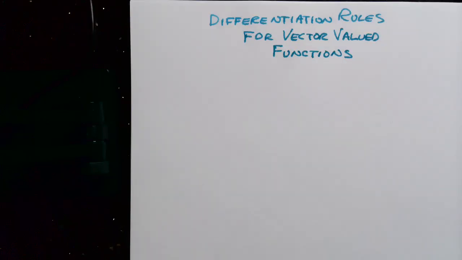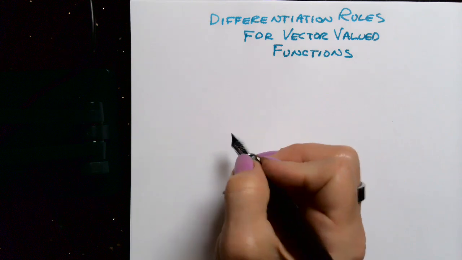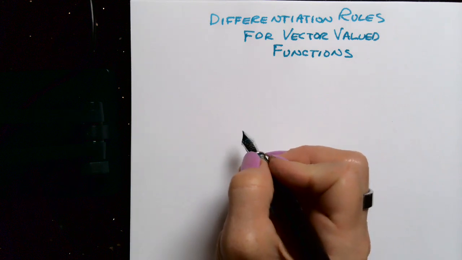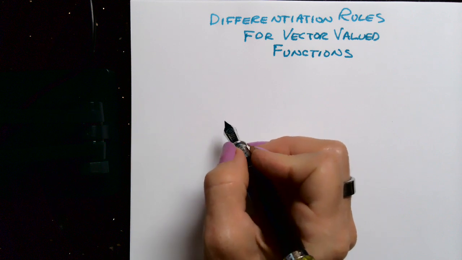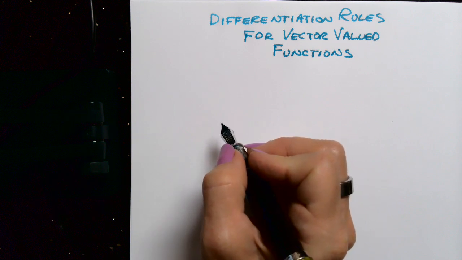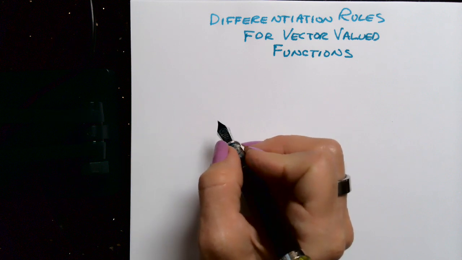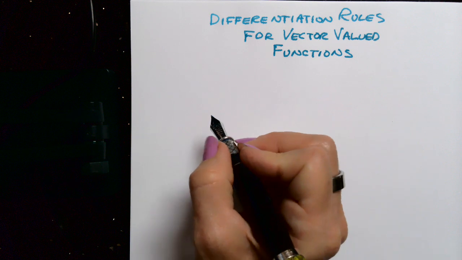Okay, now that we are introduced to derivatives of vector valued functions, the next step in calculus is naturally to figure out how to differentiate sums and scalar multiples and so on, some rules for differentiation.